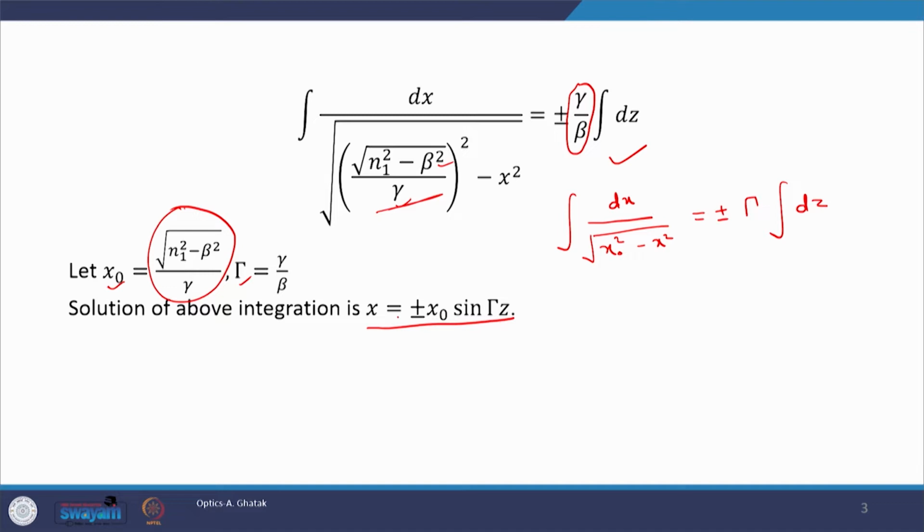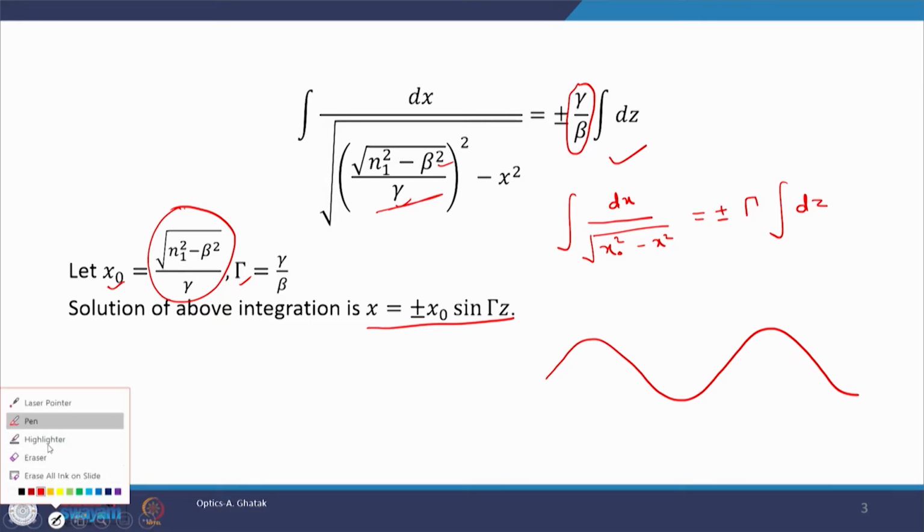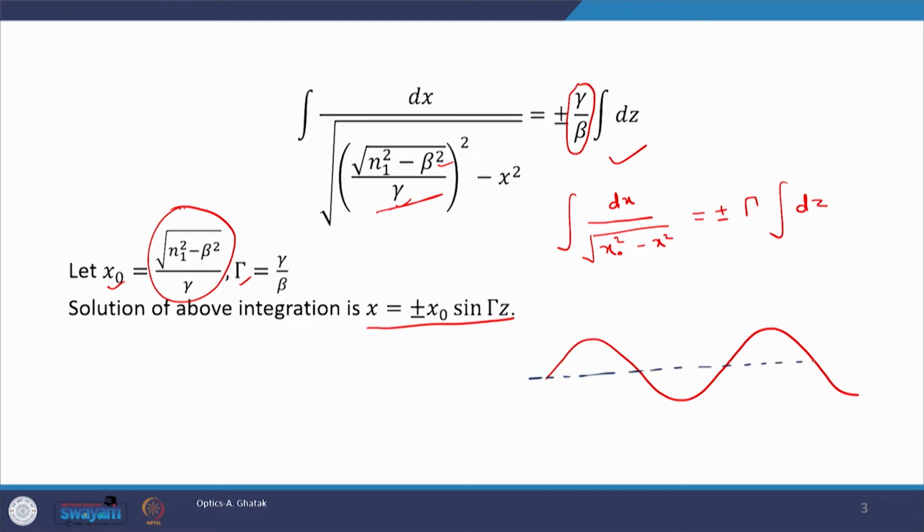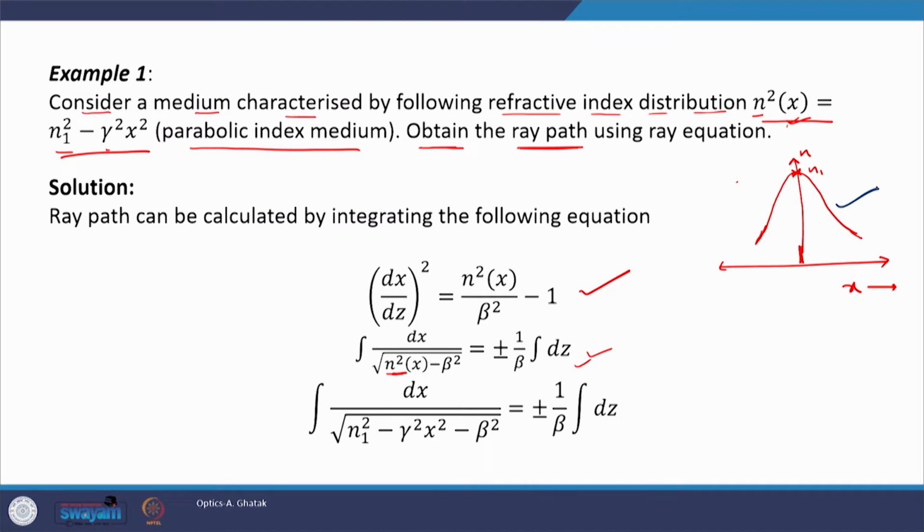This means that the ray path would be sinusoidal. It says that the ray path is like this. Now we know that suppose there is an axis of symmetry, and the ray is going like this as per this expression. Now the refractive index which is plotted here is parabolic. This is our parabolic refractive index.